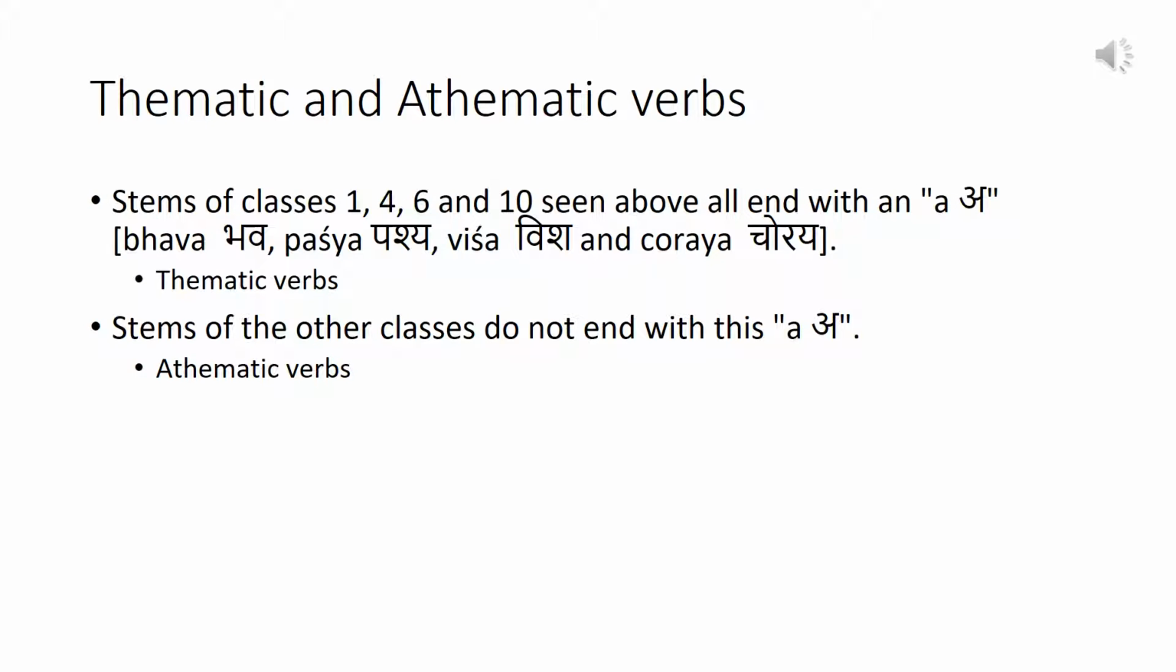You would have seen that all verb stems of classes 1, 4, 6 and 10 ended with an a. Bhava, pashya, visha and choraya. Endings are then added to these stems. Stems of the other classes do not have this added a at the end of the stem. Verbs from roots of classes 1, 4, 6 and 10 are called thematic verbs and the others are called athematic verbs. We have dealt with the formation of the thematic verb stems above. Athematic conjugation is a bit more complicated and we'll look at this in a later lesson.